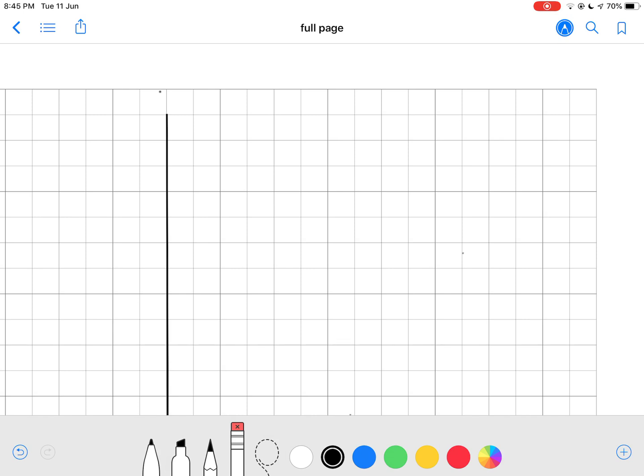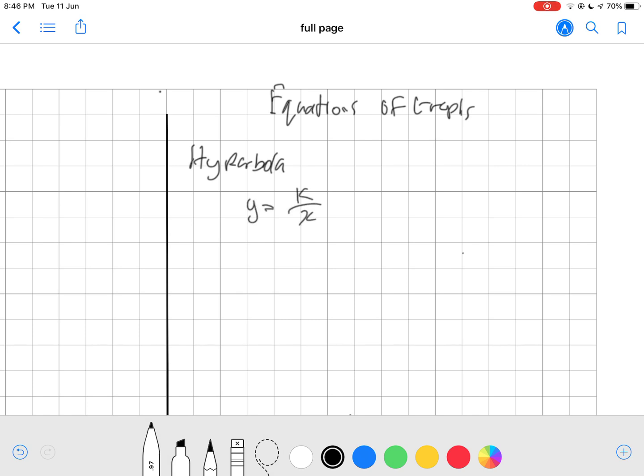Alright, so what you need to know, we'll start off with how to figure out equations, okay? So equations of graphs is what we're going to start off with, and then we'll start off with hyperbola. So the basic equation of a hyperbola is y equals k divided by x, okay?